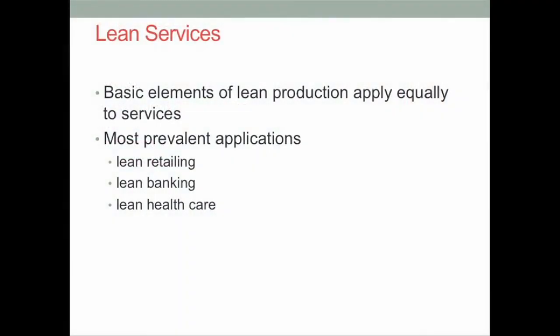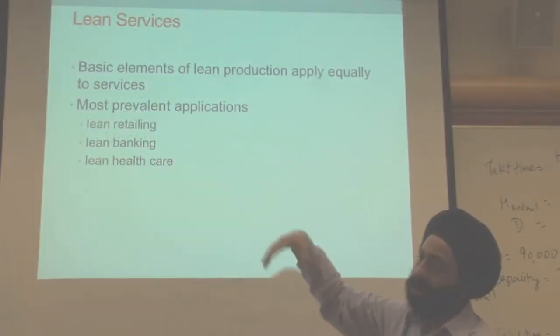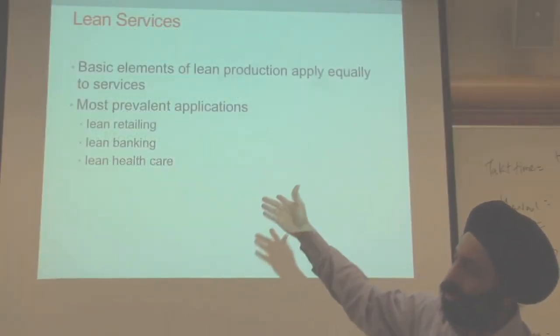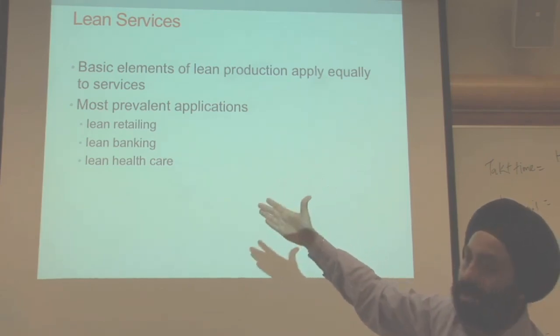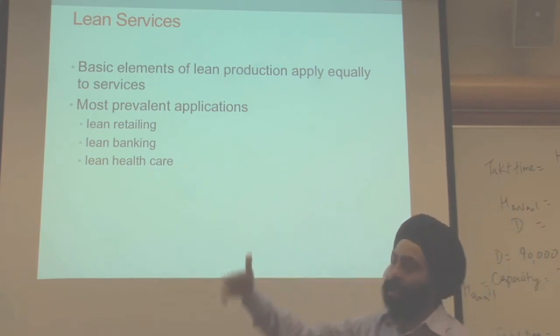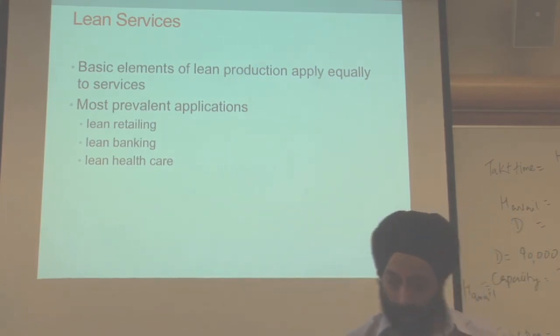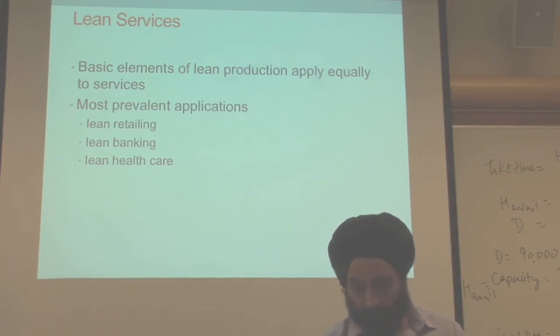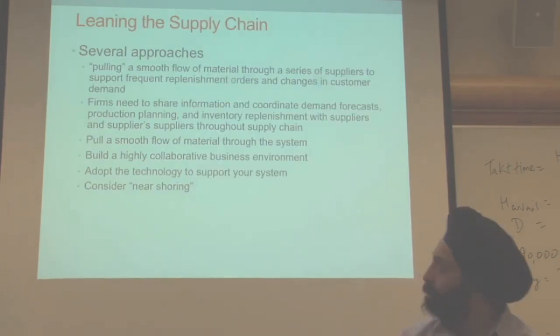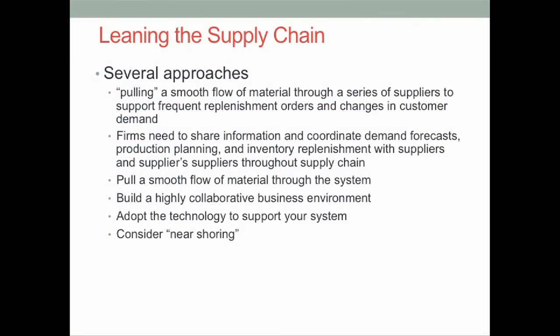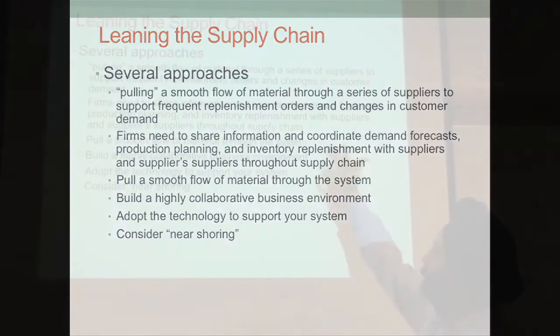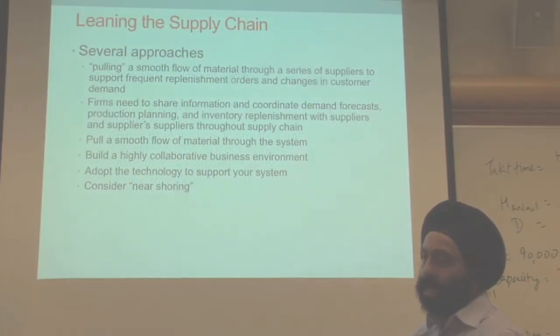Let's move on to our discussion on lean services. The basic elements of lean production apply equally to services. In service industries, those leading the charge are the retailing environment, where lean retailing is used, and lean banking and lean healthcare, where many of these lean principles are being put into practice. In terms of leaning the supply chain, there are several approaches. We have pulling a smooth flow of material through a series of suppliers, and supporting frequent replenishment orders and changes in customer demand. So the entire supply chain can work collaboratively to accomplish that.